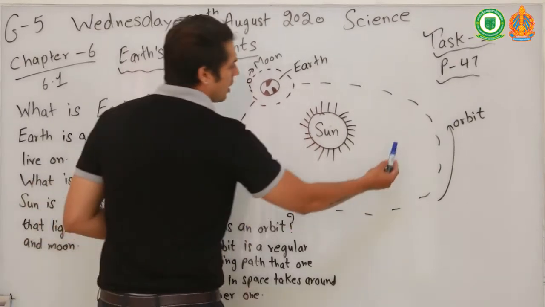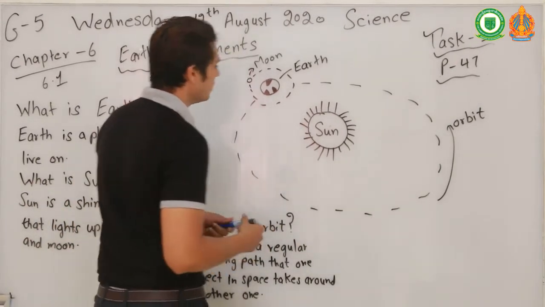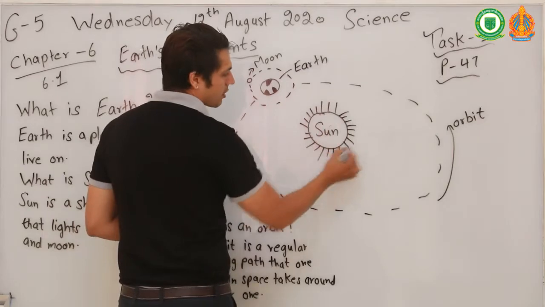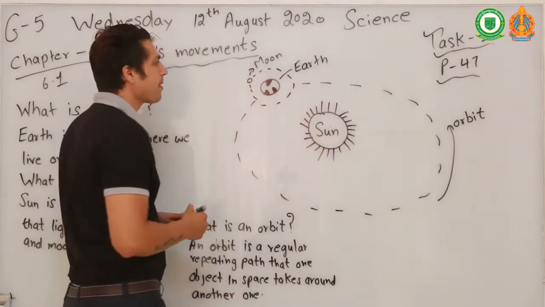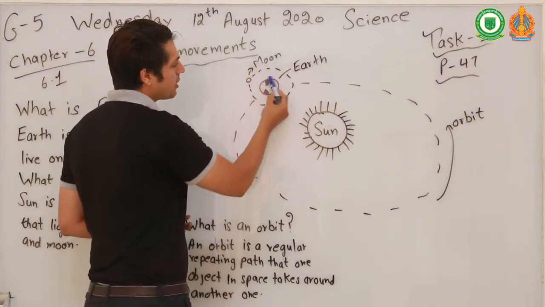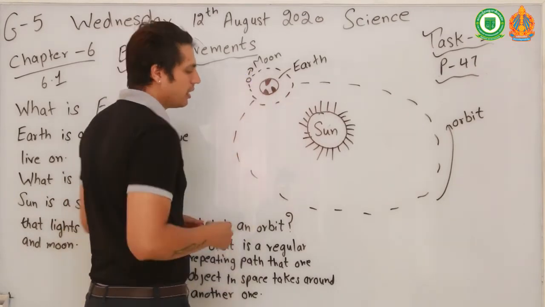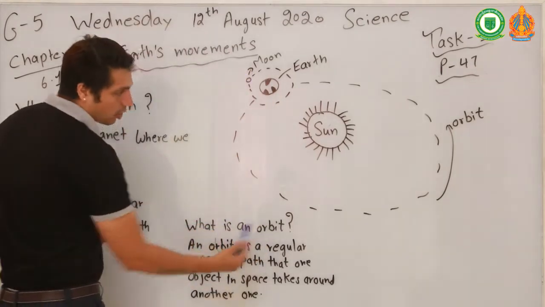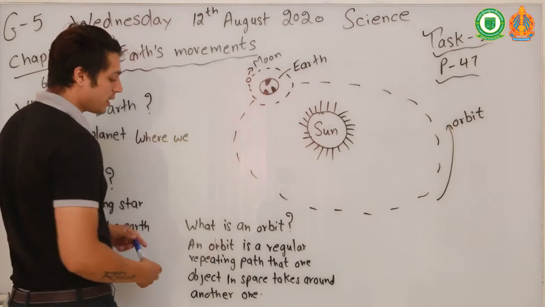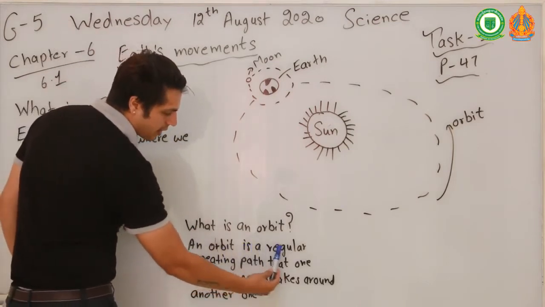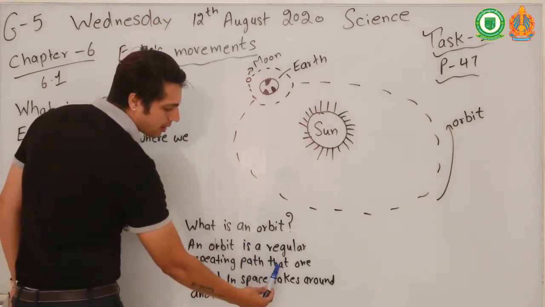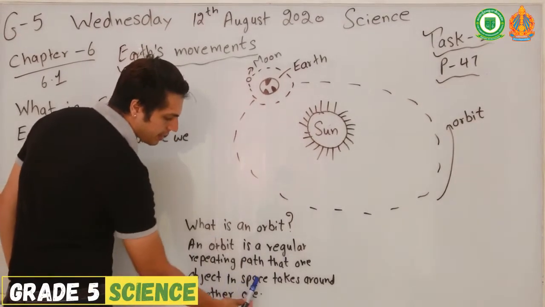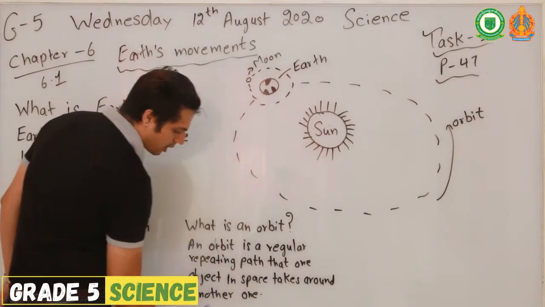So now you have a look at this picture, okay. So you can see sun in the middle, okay. So have Earth here and moon here. So what is an orbit? An orbit is a regular repeating path that one object in space takes around another one.